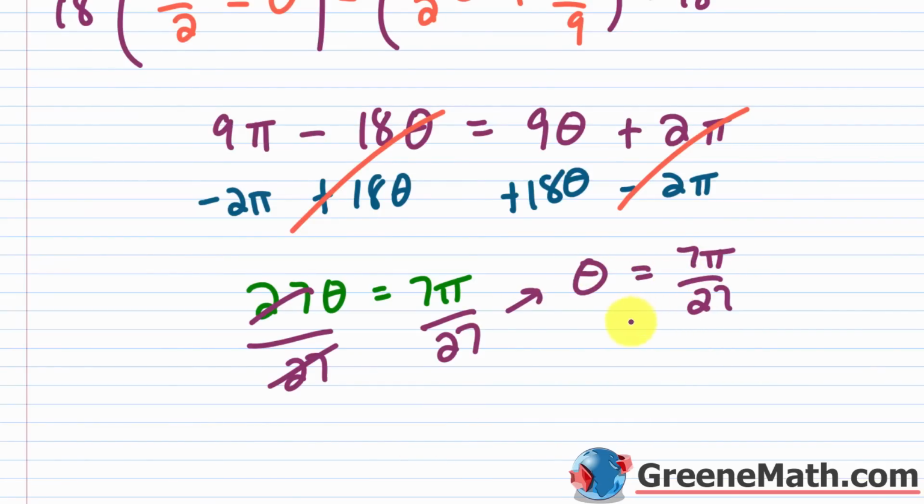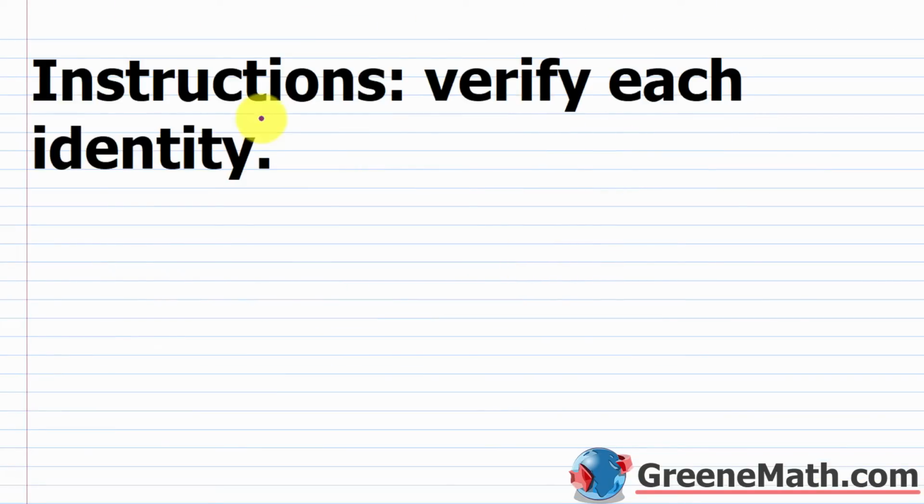So again, this is only one solution of an infinite number of solutions. So when we get to solving trigonometric equations, I'll show you how to get the full solution set. All right, for the next few problems, the instructions are going to change. Now we just want to verify each identity.